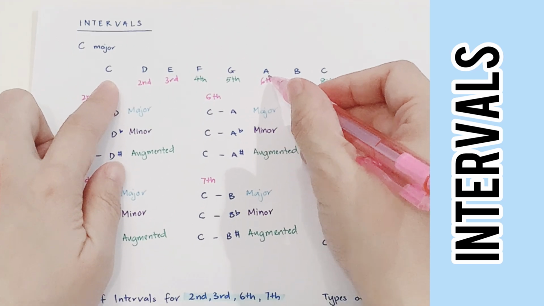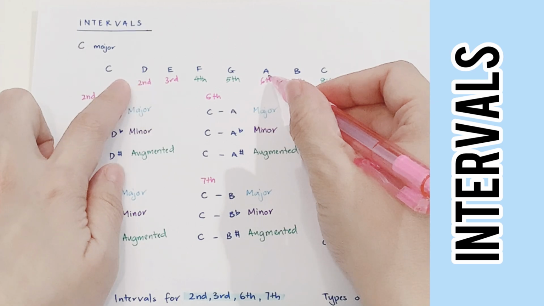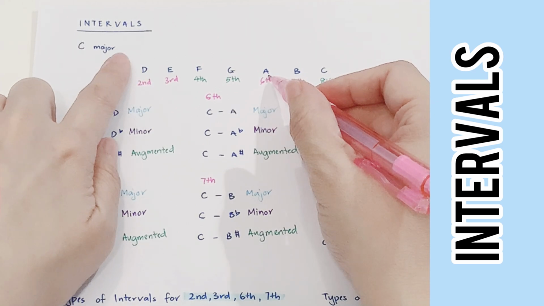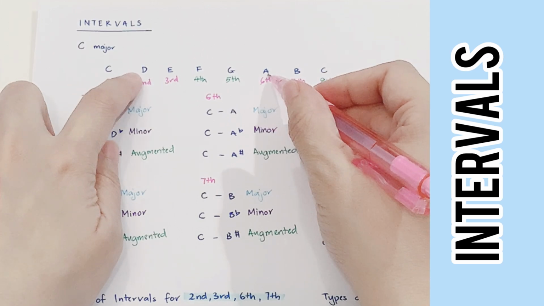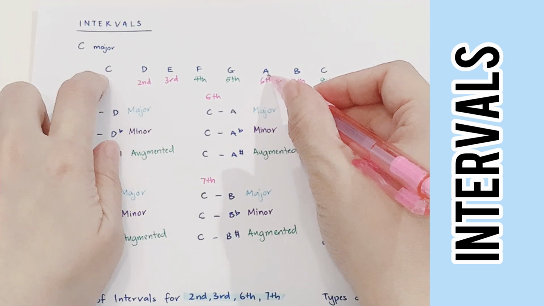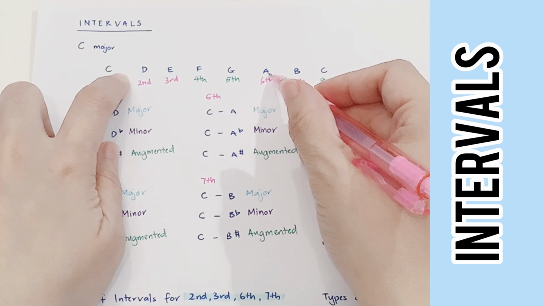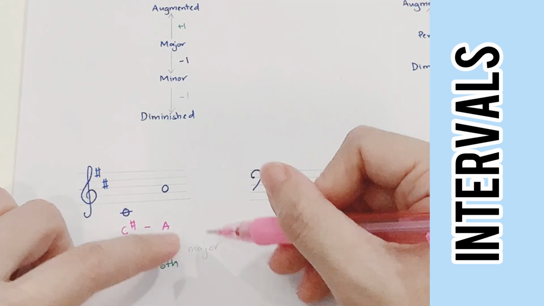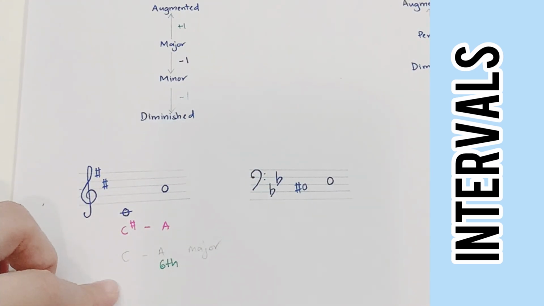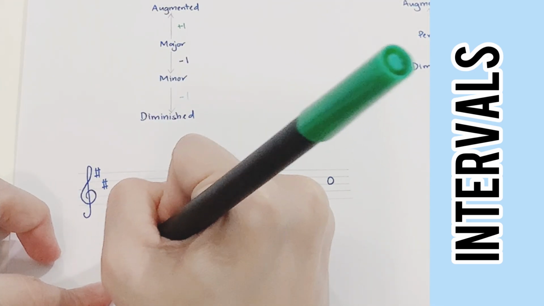What if I have a sharp on C? So C sharp to A, is the distance lengthened or shortened? Okay, the distance is shortened. So when you reduce a step from major, it will be a minor. Did you get that right?